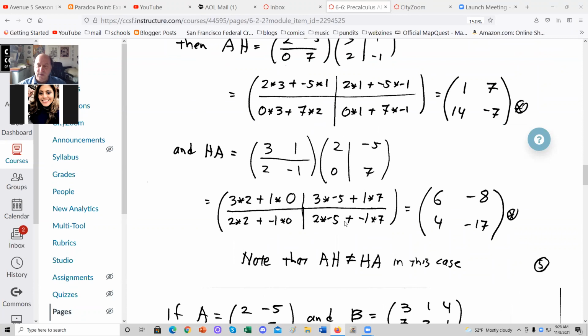And the lower right entry is the lower row of H times the right column of A: 2 times -5 plus -1 times 7. After some arithmetic, it's 6, -8, 4, -17. Notice that these two are not even remotely the same. So AH is not necessarily equal to HA.